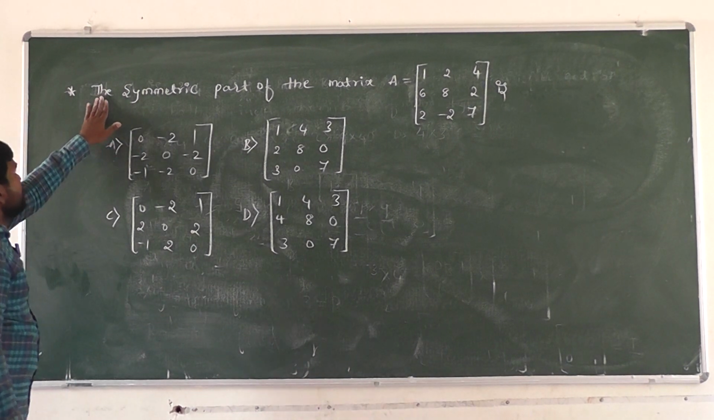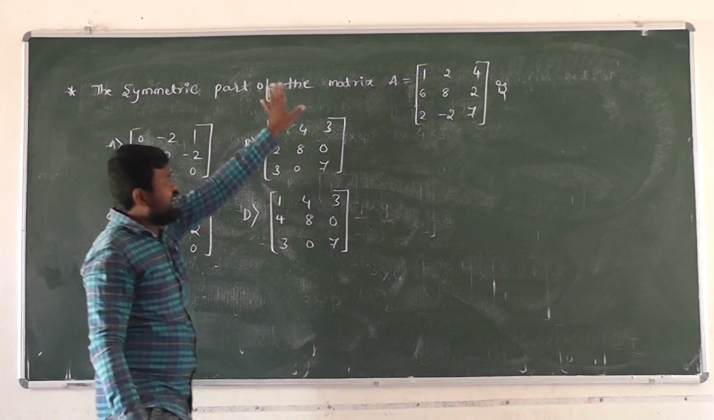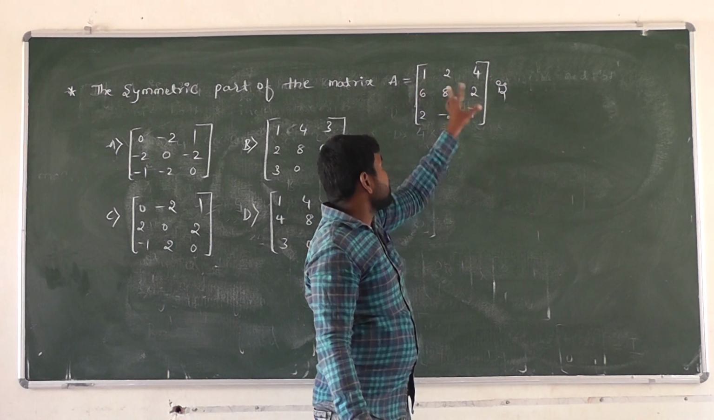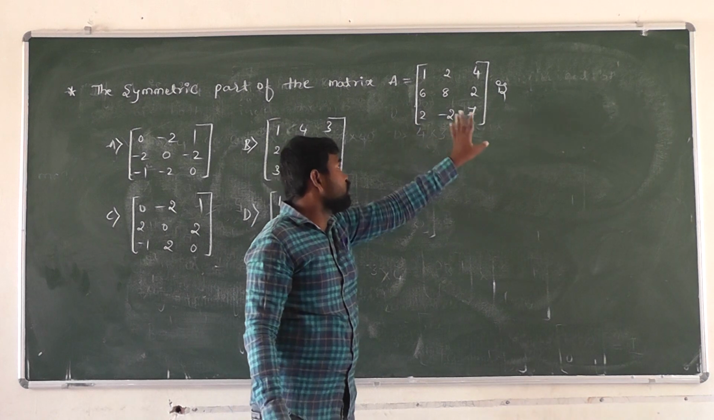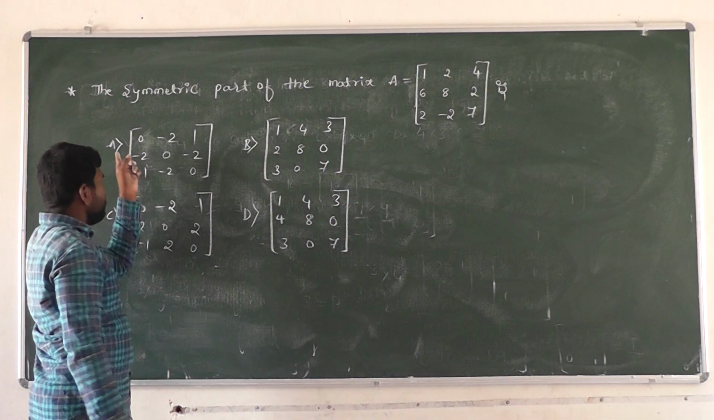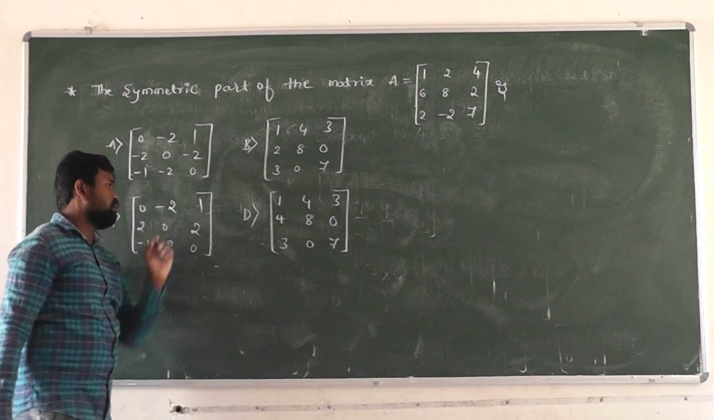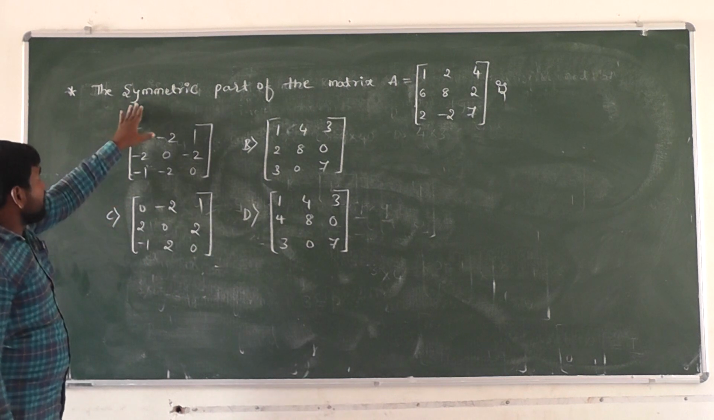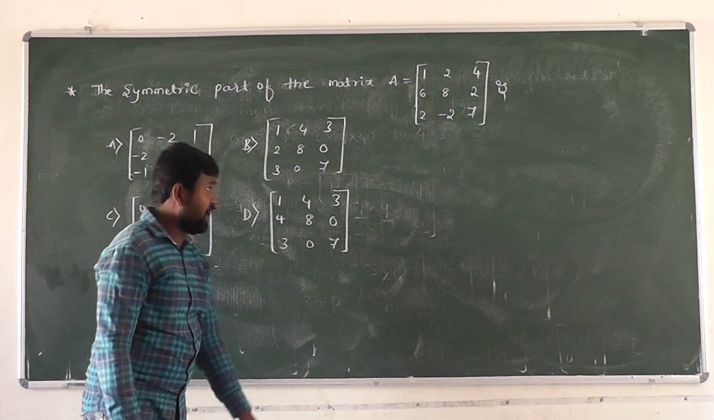Next question here. The symmetric part of the matrix. Here A is equal to, first row elements 1, 2, 4, second row 6, 8, 2 and third row 2, minus 2, 7. Then options A, B, C and D, both are 3 cross 3 order matrices. Here the question asks for the symmetric part of the matrix.